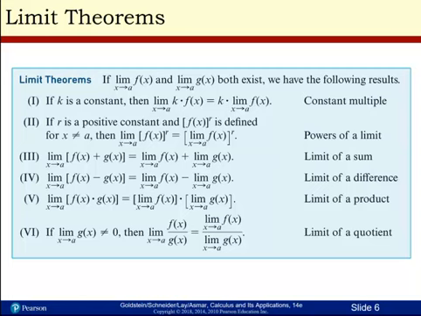Here are the limit theorems. If the limit as x goes to a of f of x and the limit as x goes to a of g of x both exist, we can use these following results. Number 1, if k is a constant, then the limit as x goes to a of this constant times f of x equals just the constant times the resulting limit. And that's called the constant multiple rule.